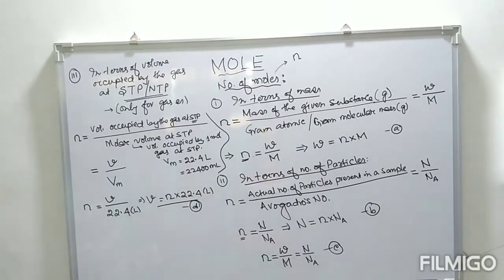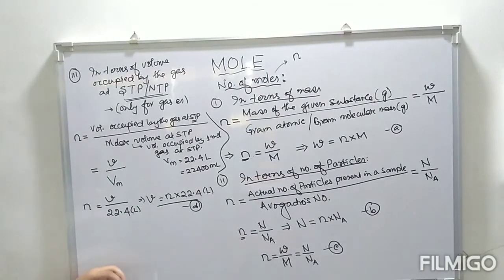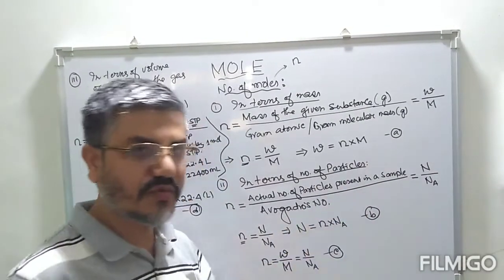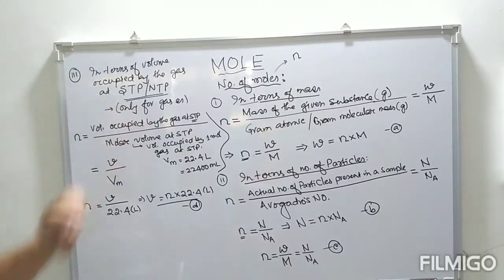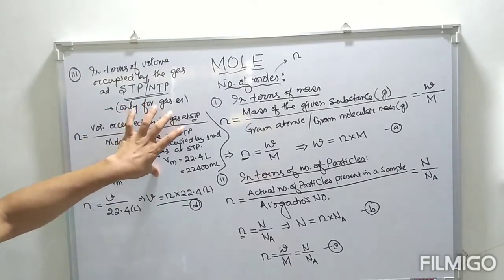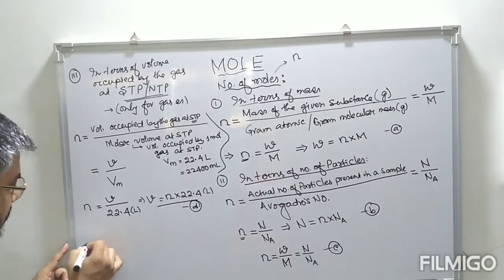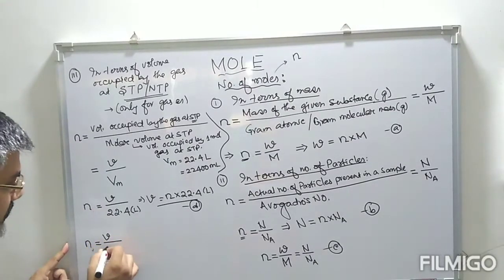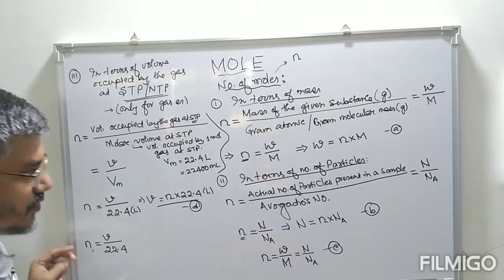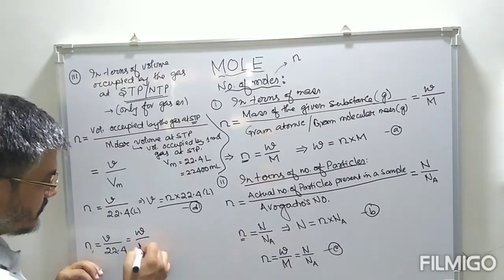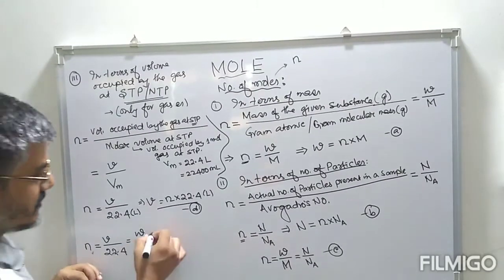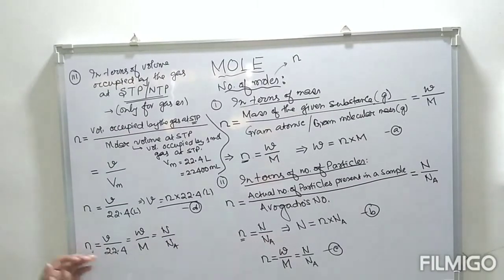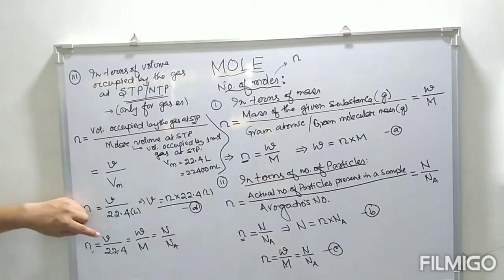Suppose we have a gaseous substance, then number of moles can be defined in terms of mass, in terms of number of particles, and also in terms of volume of the gas at STP. So combining all these equations for a gas, the number of moles is equal to volume divided by 22.4 liter, which is equal to W by gram molecular mass, which is equal to number of particles divided by Avogadro number of particles. So this gives you the relationship between mass and volume.